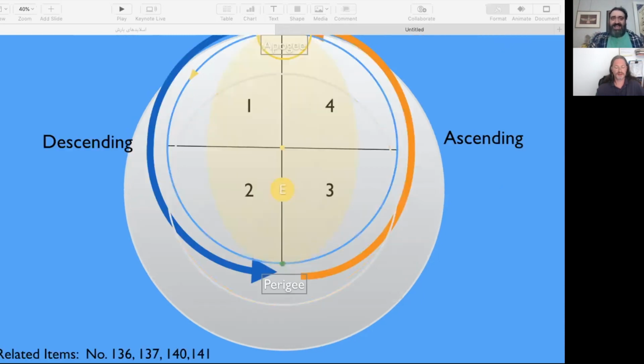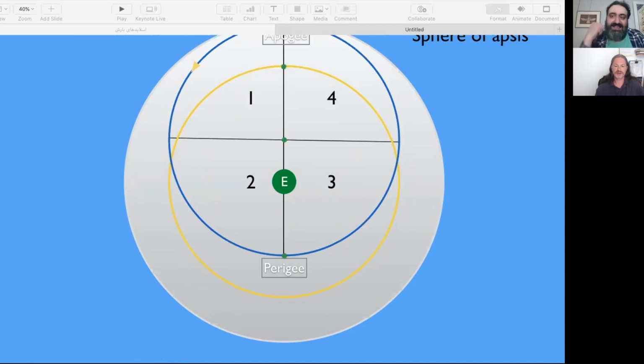Let me just ask a question, because apogee and perigee are certainly related to each individual planet. Yes, exactly. Right. So it's not the Earth's apogee and perigee, it's each planet's apogee and perigee.